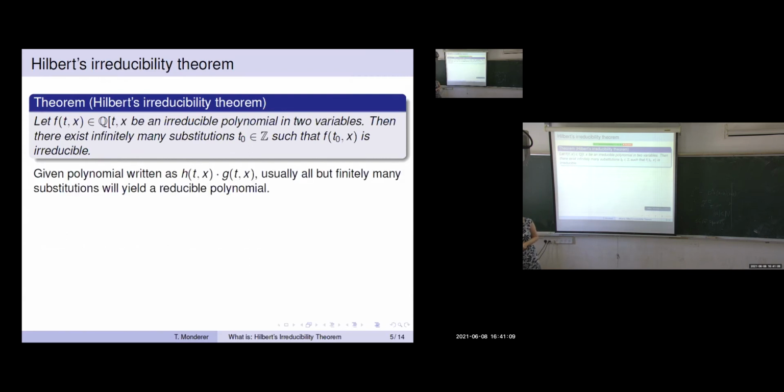Just to compare, if we had started with a polynomial that is written as the product of two other polynomials, then it makes sense that, unless something really bad happens and we get a really trivial case, after substituting a value in t, we would still get a product of polynomials. Okay, so this is why with a reducible polynomial, we won't have a chance of this.